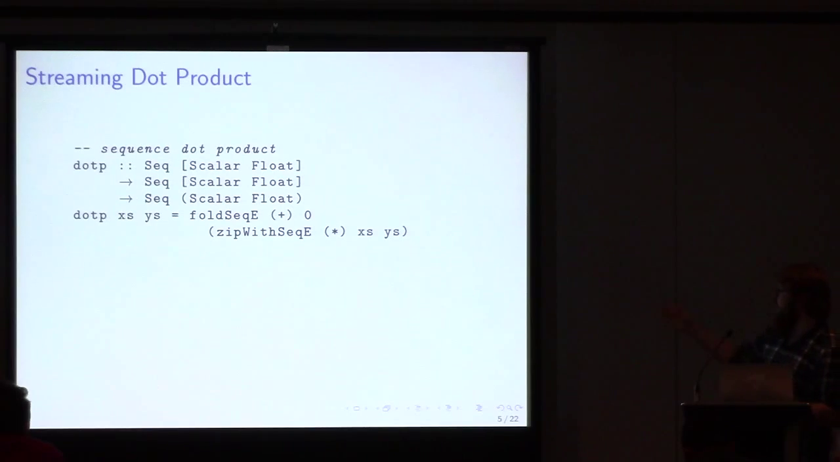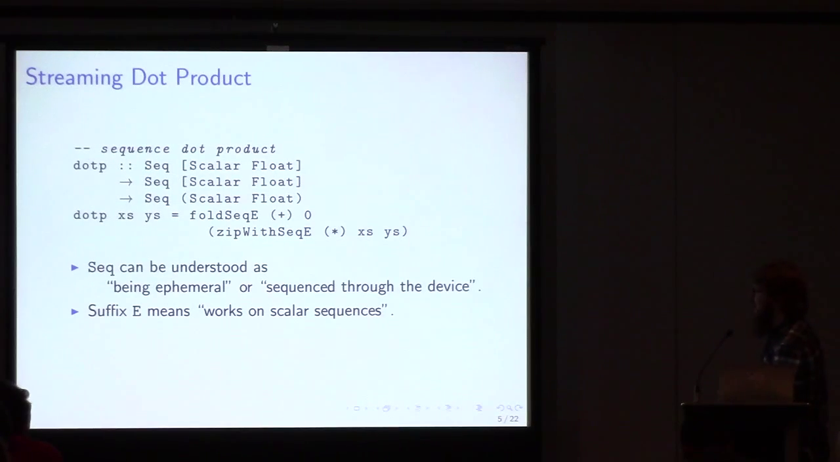It's almost the same. We're just using some different primitives here, and we change the types a bit. What you should think of when you see this Seq type constructor is that it's something that's not all there at once. It's something that's ephemeral and will be sequenced through the device. You can also think of it as an AST node for a sequence expression in this restricted syntax for sequences. The suffix E here in the basic primitive operations just means that it works on scalar sequences.